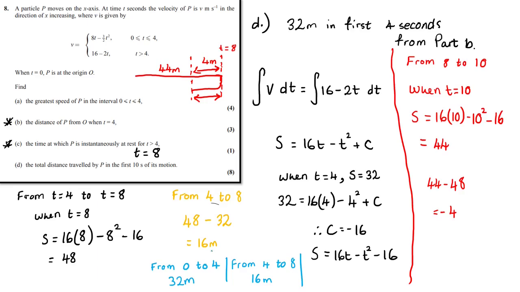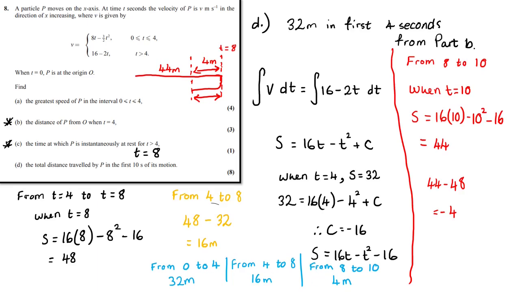16 meters there. And then finally, what we got here was minus 4. But obviously, we're going to take that as positive, because all this is telling us is that the direction is reversed, but it's still 4 units. Okay, so from 8 to 10, that was 4 meters. Okay, so all we need to do then is add all of this up.